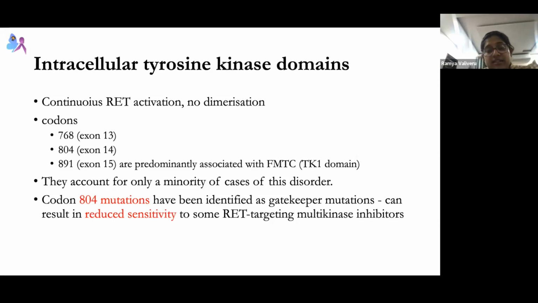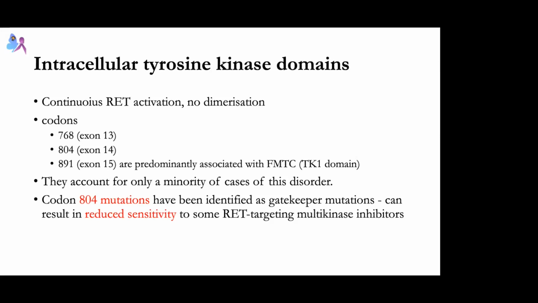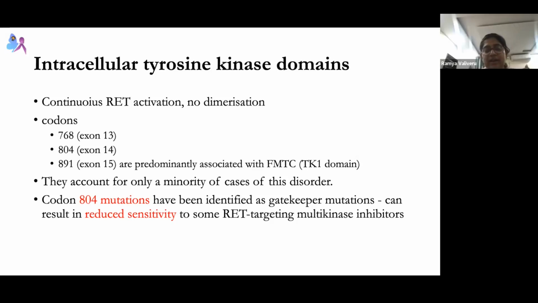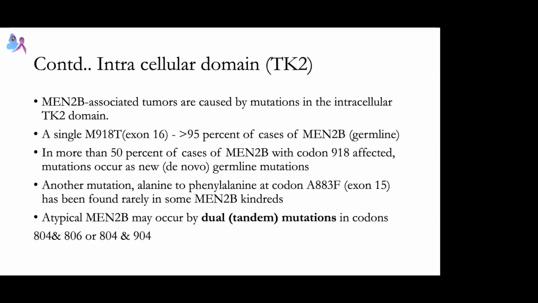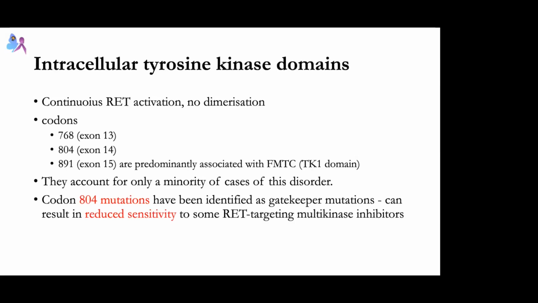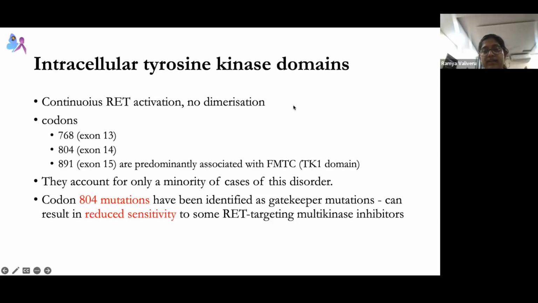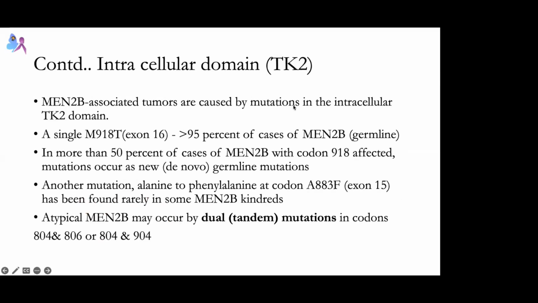Yuvraj, this is one more thing probably which we all can understand. If there is a somatic mutation in 804, still it could, I mean, this is of course about hereditary, but still result in this one. So, yeah, these are all tyrosine kinase 1, intracellular domain tyrosine kinase 1. Intracellular domain tyrosine kinase 2.